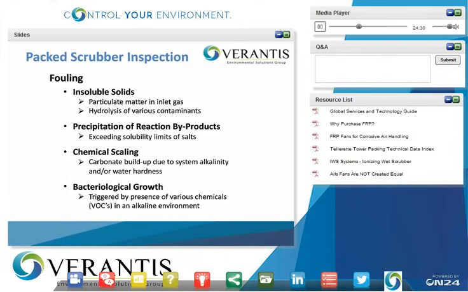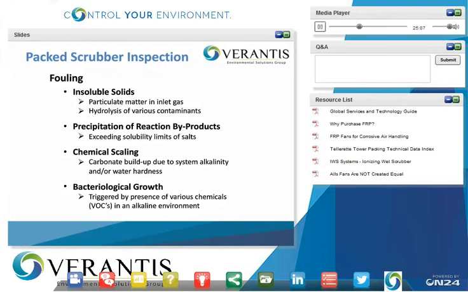The next one is precipitation of reaction byproducts. Most of the reactions that involve chemical addition result in byproduct salts. All of these salts have different solubilities. The most common in the industry is the reaction of hydrochloric acid with sodium hydroxide to produce sodium chloride. The sodium chloride is very soluble, 25% by weight, but at the same time, if you exceed that solubility limit, you will get precipitation, and that precipitation can plug the packing.